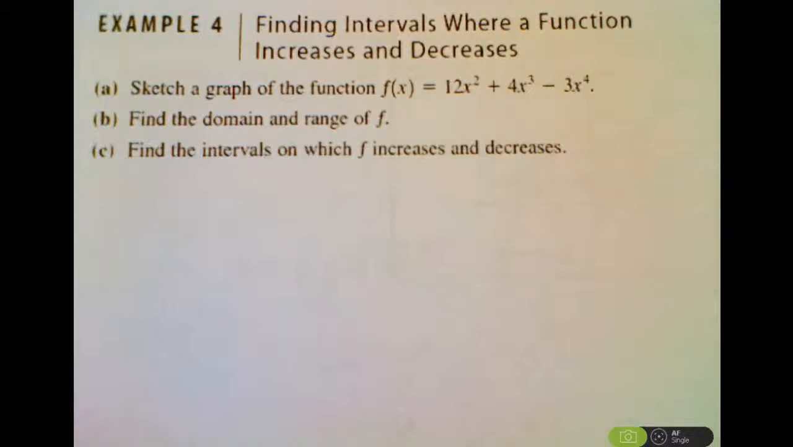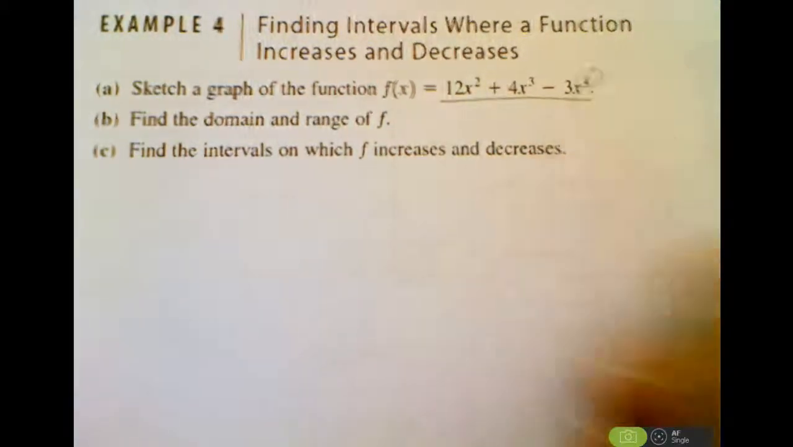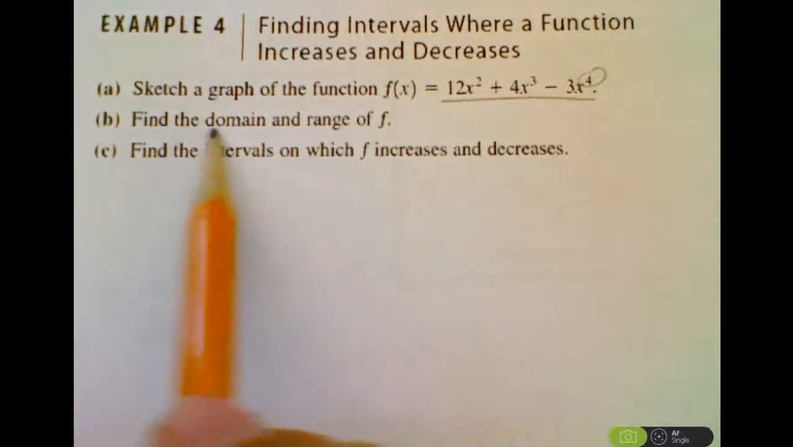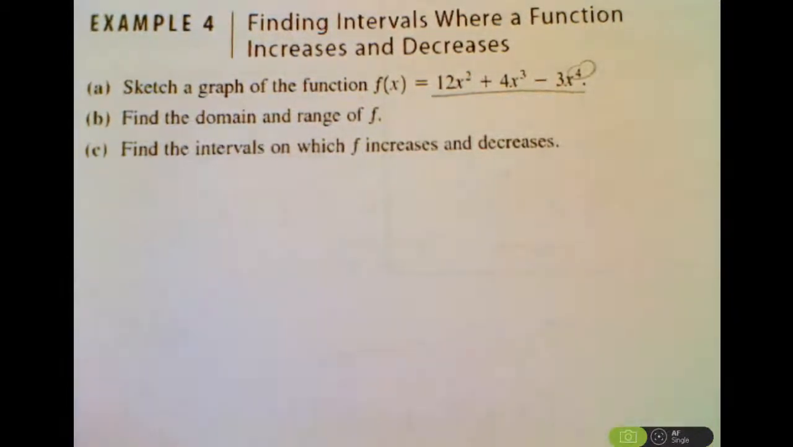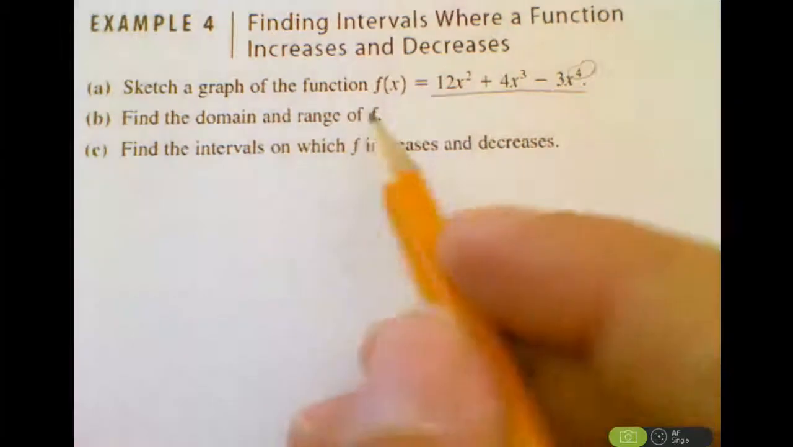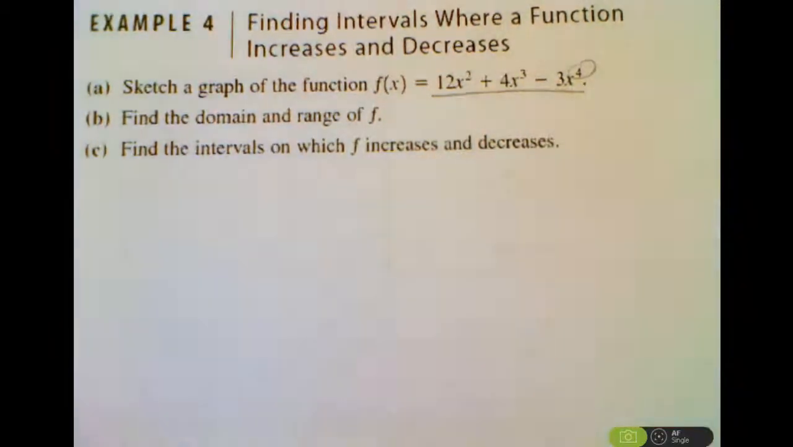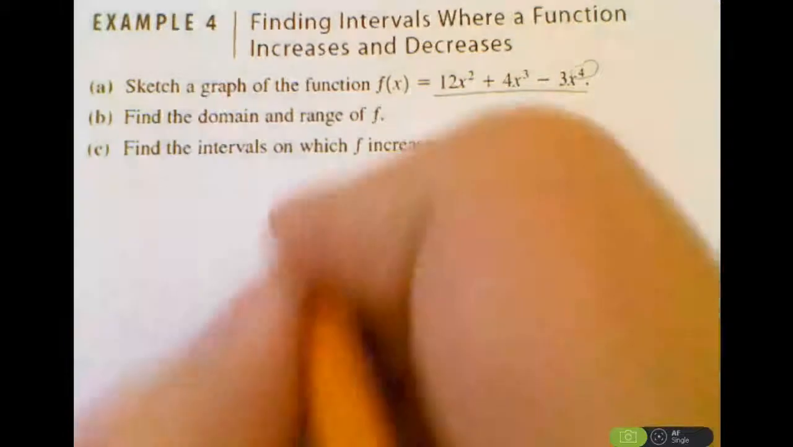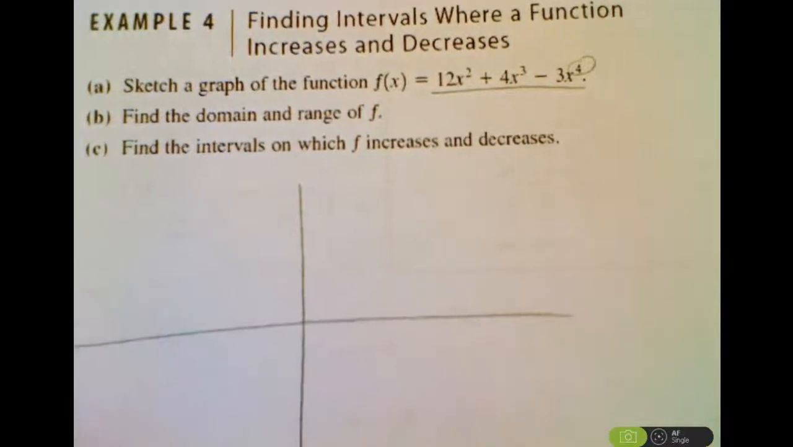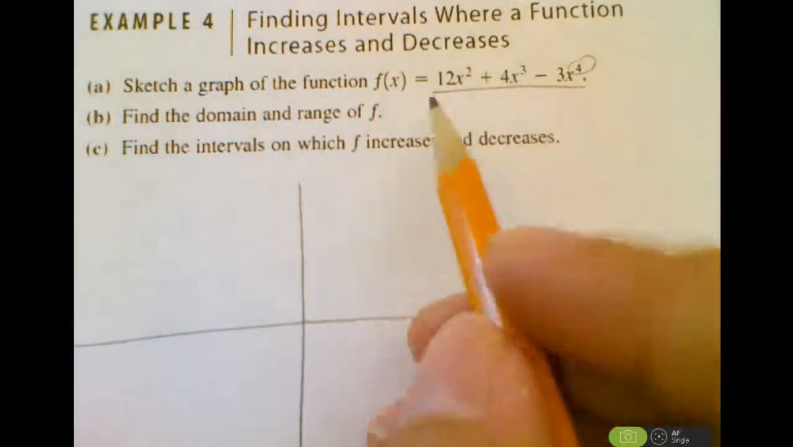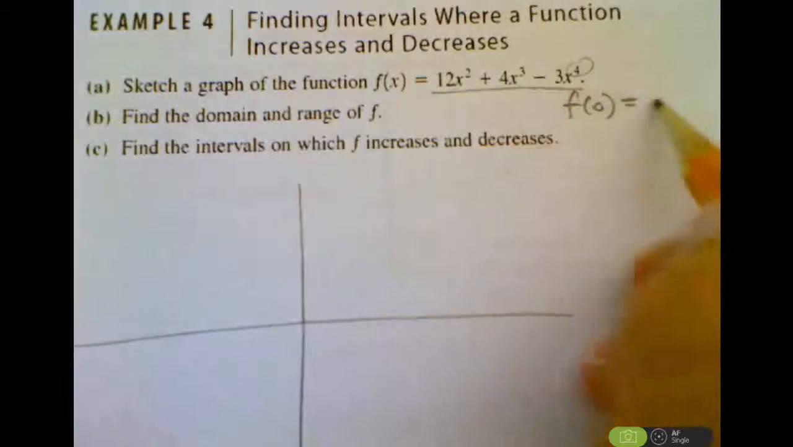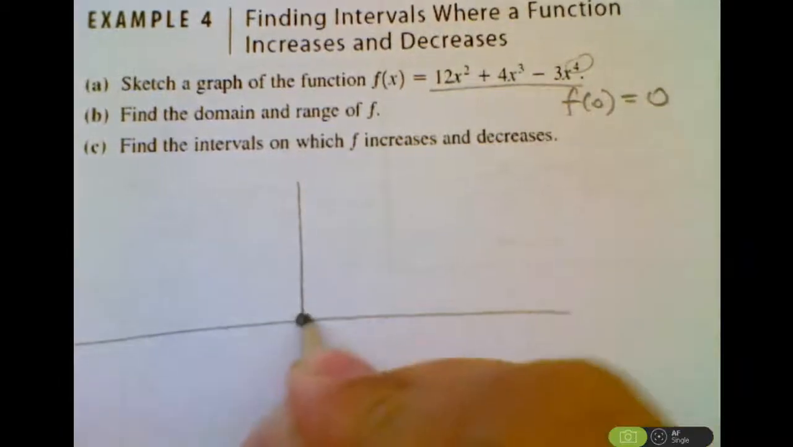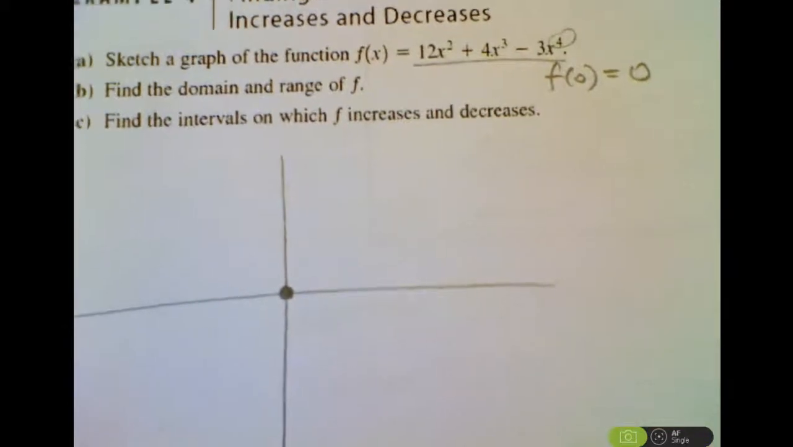So it says sketch a graph of the function. This is a polynomial of degree 4. And I'm going to find the domain and range of f, and I'm going to find the intervals on which f increases and decreases. So for any function, it's always useful to find out where the intercepts are. So in here, I know that when x is 0, f of 0 in here, the y is 0. So I know that it crosses the x-axis there, it crosses the y-axis there.